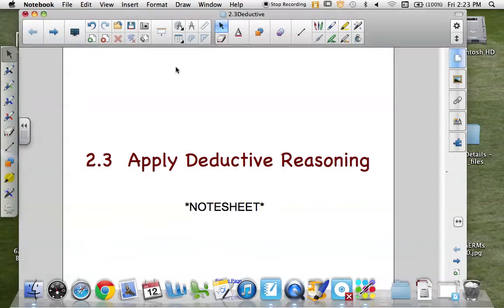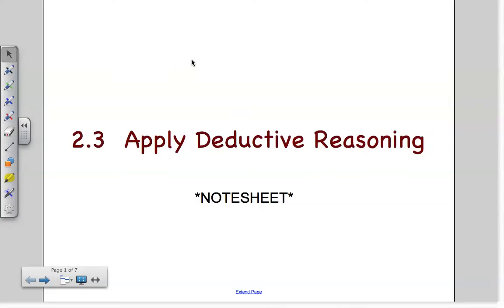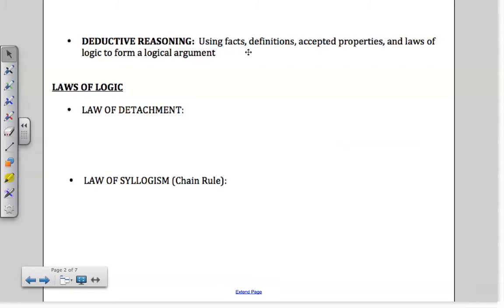In section 2.3, we're applying deductive reasoning. Remember that at the beginning of this chapter we talked about inductive reasoning, which was looking for patterns. Today we're talking about deductive reasoning, which is using facts, definitions, accepted properties, and laws of logic to form a logical argument. So deductive reasoning is all about facts, okay? Cold, hard facts. You need definite reasons, you need to use definitions or accepted properties, and we're going to talk about some laws of logic today that are forms of deductive reasoning.